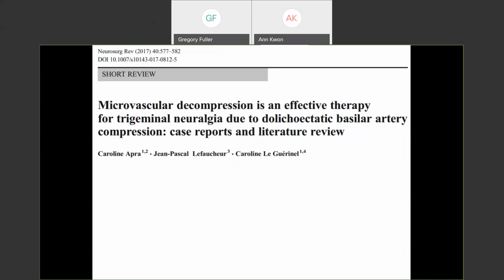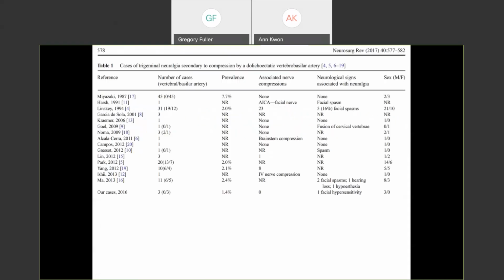Excellent. Very good. Here's just one paper from the literature, 2017, Neurosurgical Review. Microvascular decompression is effective therapy for trigeminal neuralgia due to dolichoectatic basilar artery compression. Case reports review the literature. These are just cool to see. Again, most of the time in our patient population, this is an incidental finding, right? And it's not symptomatic. It's more of a variant, but it's good to know about.